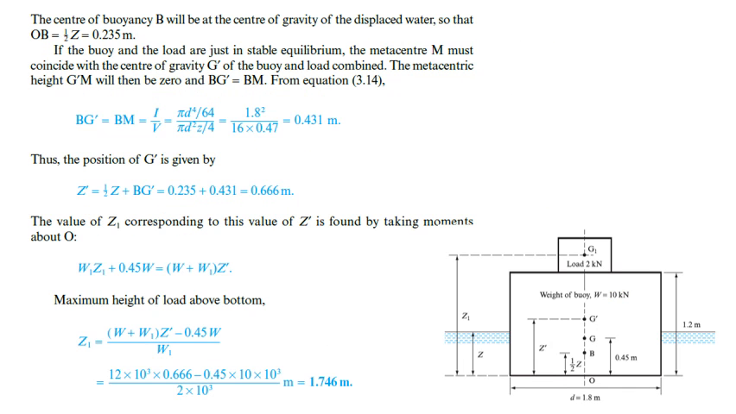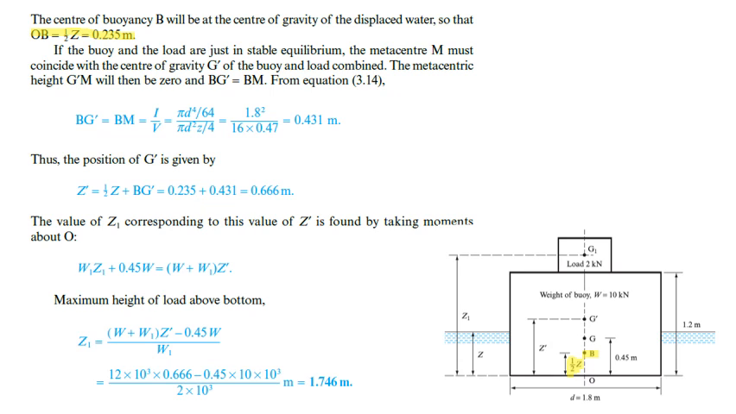So the center of buoyancy will be at the center of gravity of the volume of liquid displaced. So this distance B will be at half Z from the bottom. So the distance OB is equal to half Z, which is 0.235 meters.